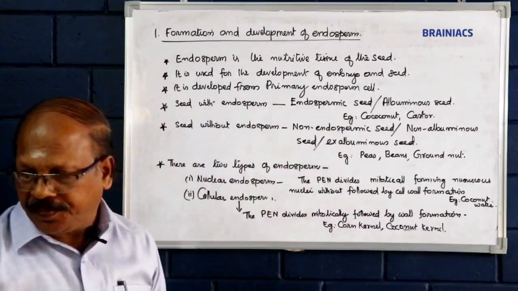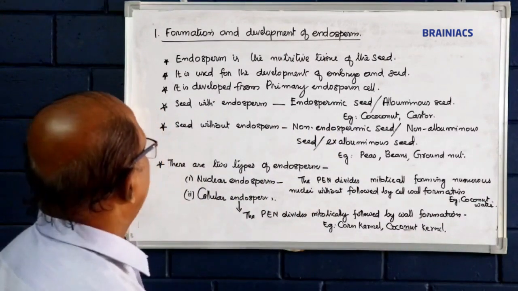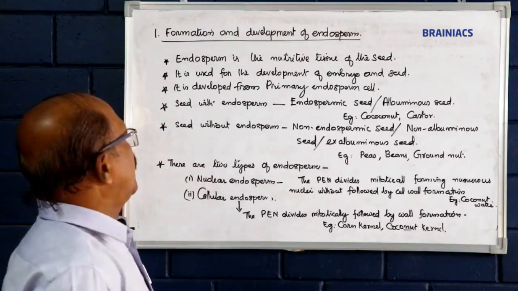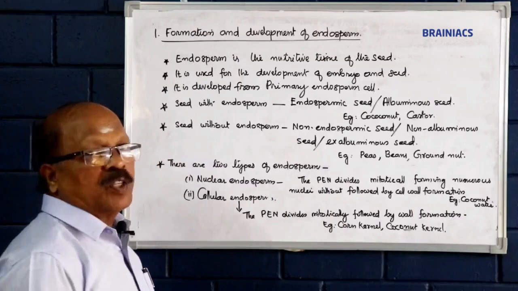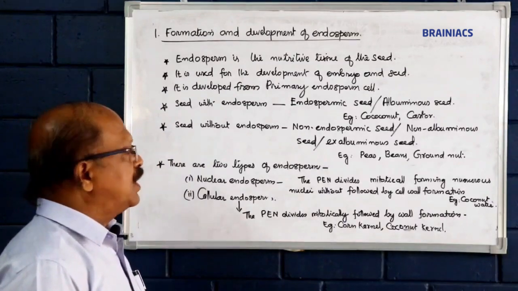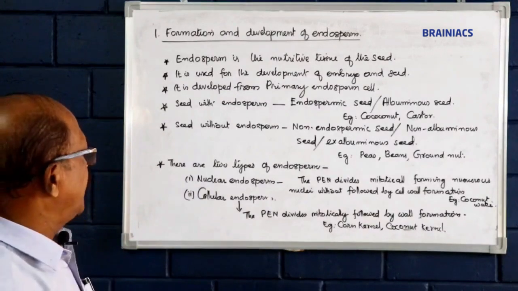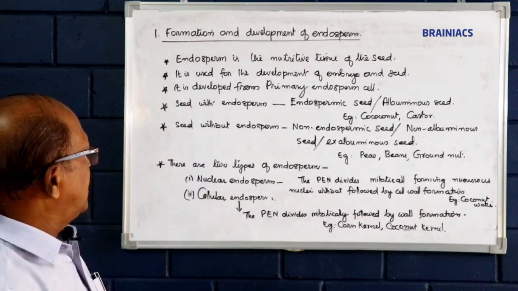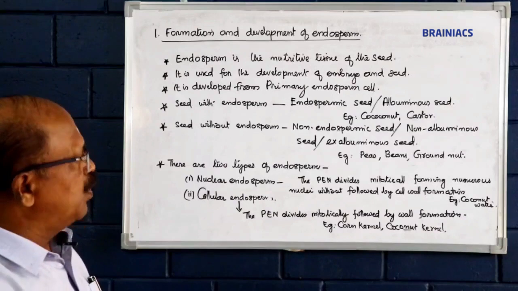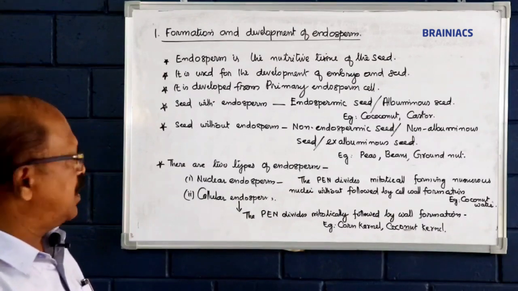See, listen. Endosperm is the nutritive tissue of the seeds. It is used for the development of embryo and seeds. It is developed from primary endosperm cell. Seed with endosperm, endospermic seed or albuminous seeds. Example, coconut, castor, sunflower, etc. Then seed without endosperm, non-endospermic seeds or non-albuminous seeds, ex-albuminous seeds. Example, peas, beans and groundnuts.